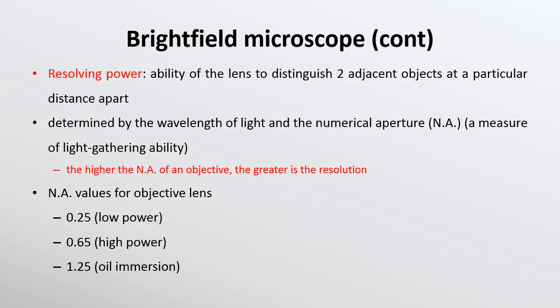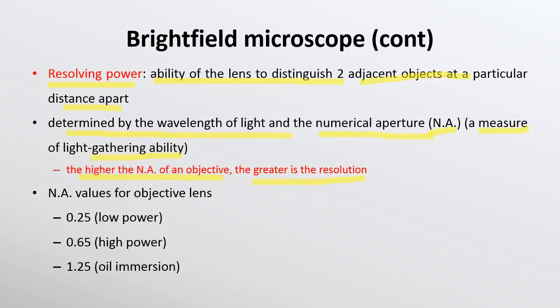Okay, usually different lenses have different resolving power. So the resolving power of an objective lens is the ability of a lens to distinguish two adjacent objects at a particular distance apart. And usually it is determined by the wavelength of the light and the numerical aperture, which we call NA. So numerical aperture means a measure of the light gathering ability of a lens. Usually the higher the numerical aperture of an objective lens, the greater the resolution.